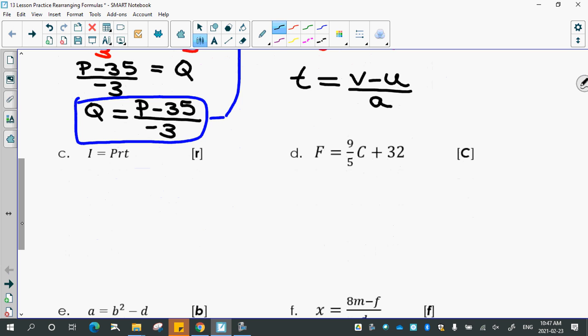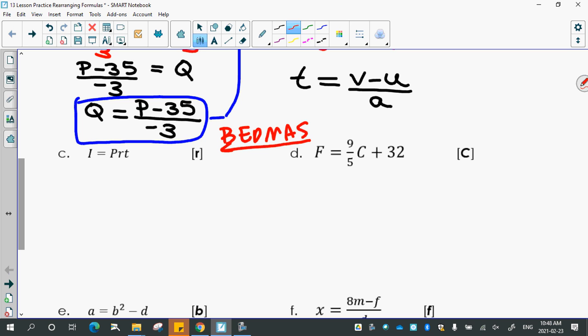So this one says I equals PRT. So three letters all side by side means they're all multiplying each other. And I want to write it with R as the subject. So, is there any adding or subtracting on the side that has R? No. Everybody good with that?